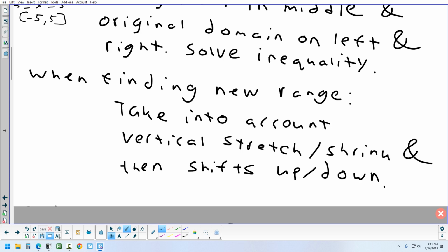All right, so first, when you're dealing with range, take into account any stretching or compressing, and then take any shifting up and down into account. So again, let me pick some easy numbers. Let's say we had a range from negative 3 to 3. And let's say I stretched my graph by a factor of 2. So let's say vertical stretch by 2. If I had a range from negative 3 to 3, and I stretched that by a factor of 2, what would be my new range?